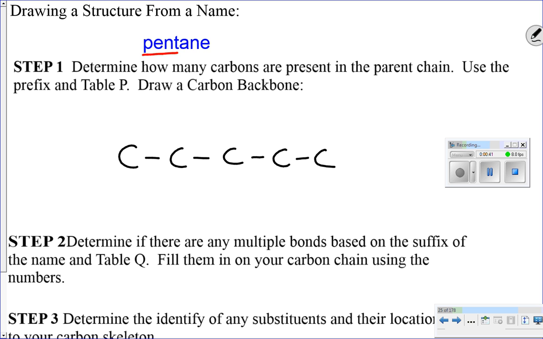Step 2, I need to determine if there are any multiple bonds, meaning double or triple bonds, based on the suffix of the name in table Q. Fill them in on your carbon chain using the numbers given. Since I have an ane ending, that tells me that I have all single bonds. So I don't need to worry about step 2.